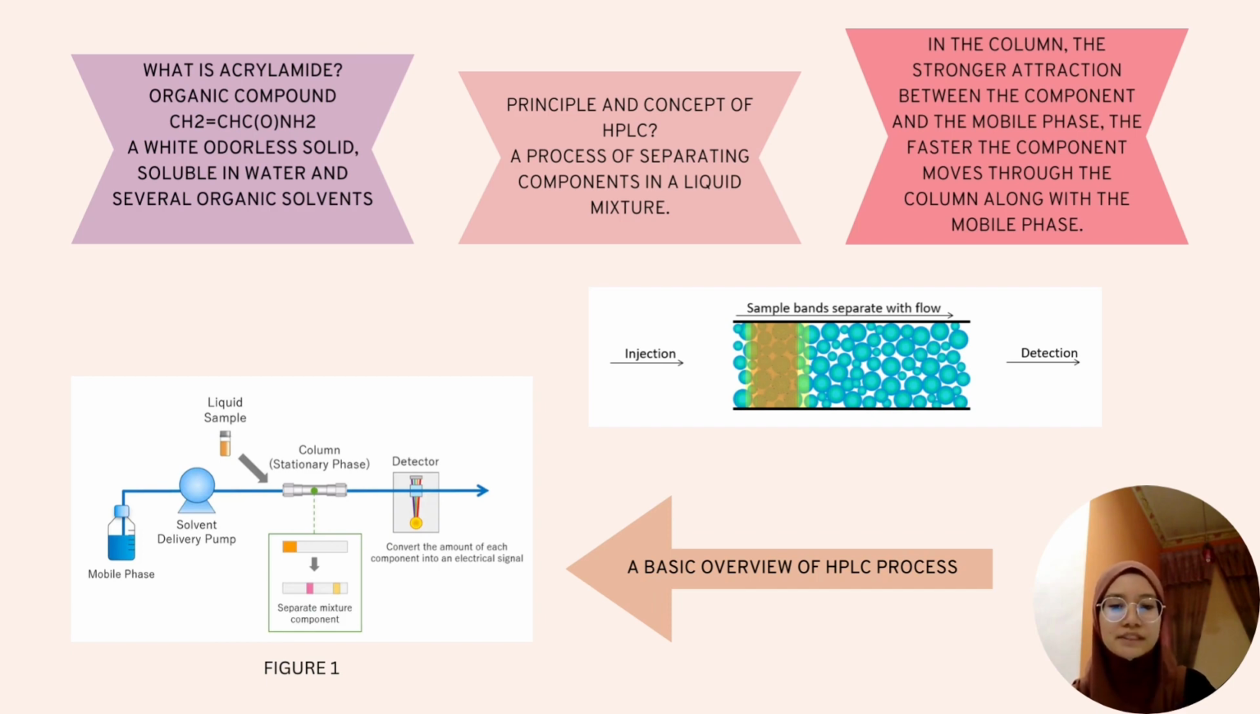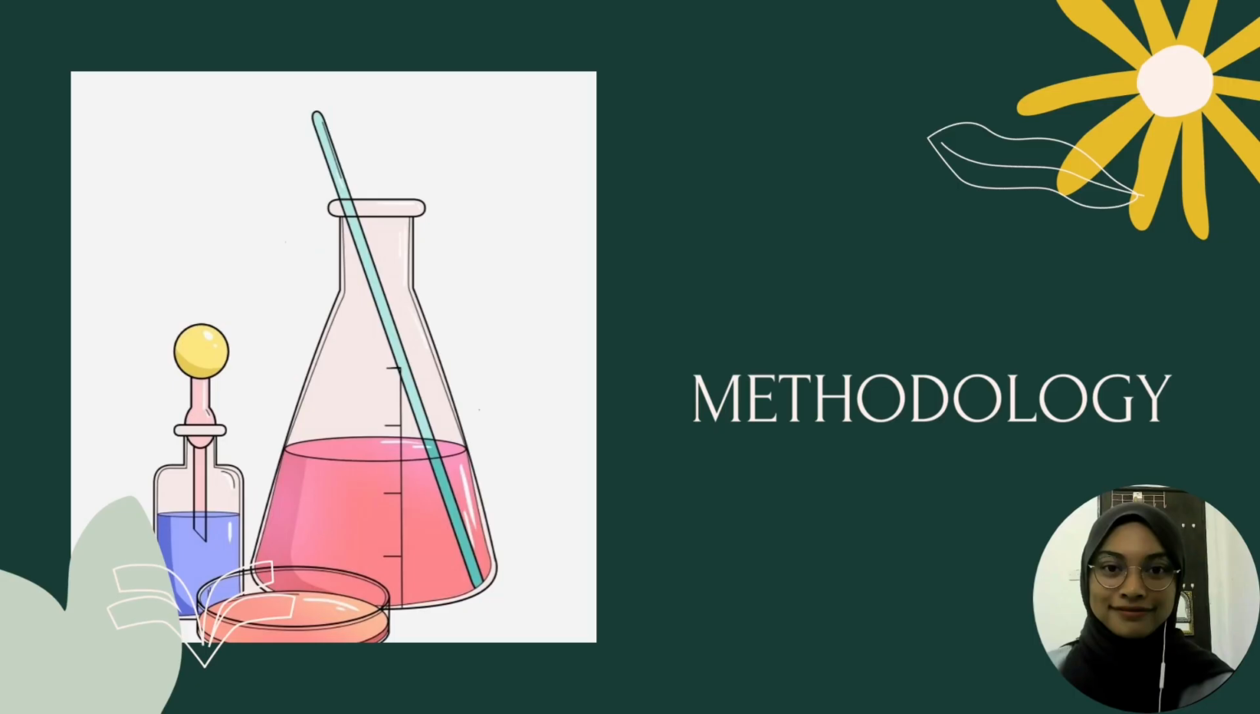A certain amount of sample is injected into the column and the compounds contained in the sample are separated. The compounds separated in the column are detected by a detector downstream of the column, and each compound is identified and quantified. In the column, the stronger the interaction between the component and the mobile phase, the faster the component moves through the column along with the mobile phase. On the other hand, the stronger the interaction with the stationary phase, the slower it moves through the column.